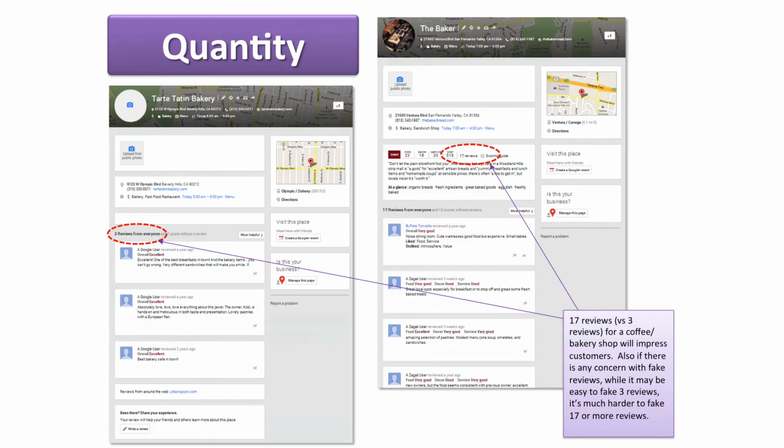Now let's talk about the second one, which is quantity. Quantity is also very important. Here are 2 businesses. Both of them are bakeries, but one of them has only 3 reviews, whereas the other one has 17 reviews. Now, which one do you think is more credible? The more reviews, the more credible. Obviously. So quantity is another factor. You need to get a lot of reviews on a lot of different sites.